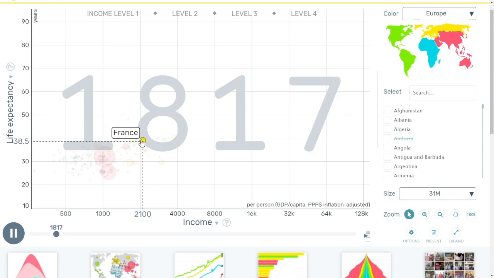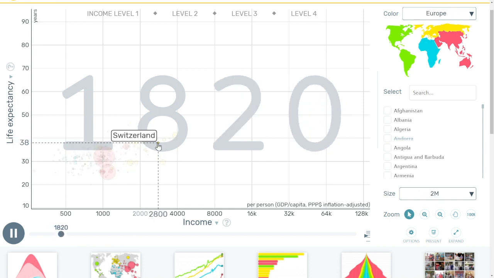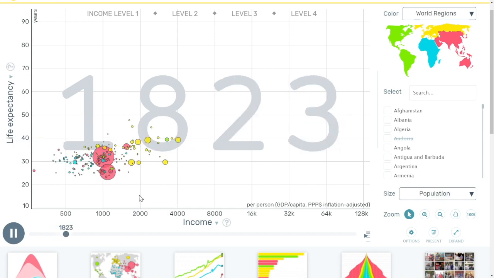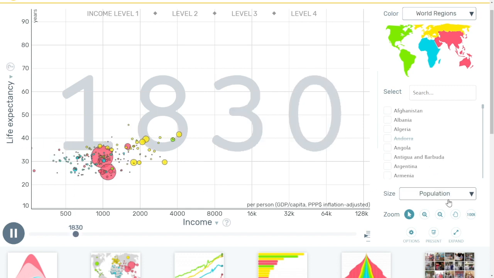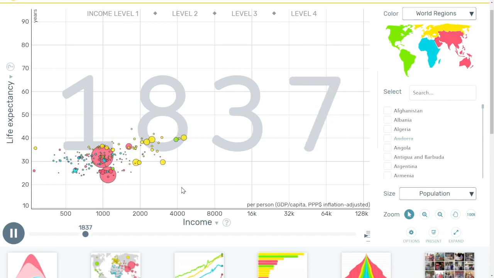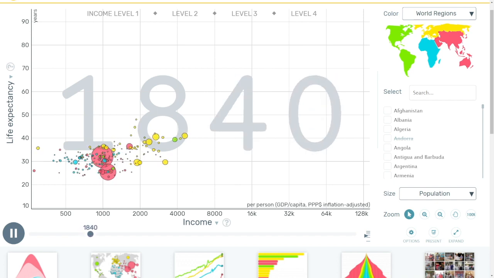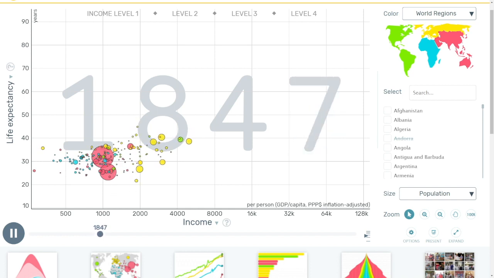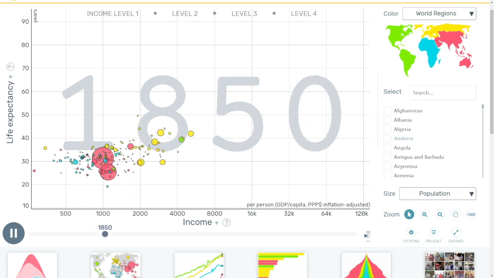Our bubbles are moving up and down, and each bubble represents a country. So the size of the bubble is dependent on its population, so it's set over here at the right hand side. So the larger the population, the larger the bubble appears. And these change over time as population grows or falls in particular countries.